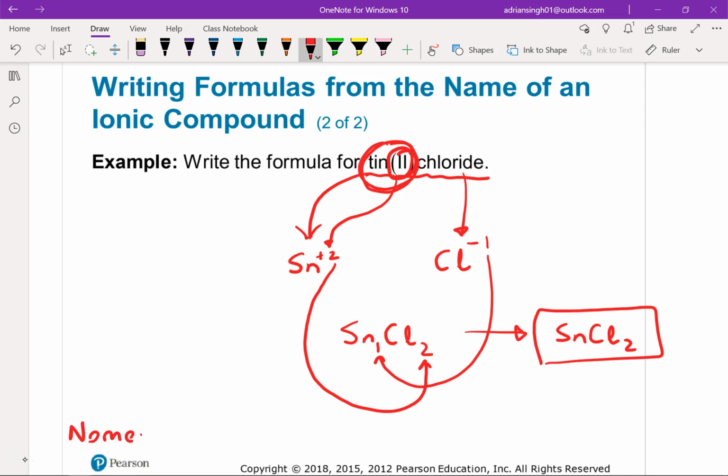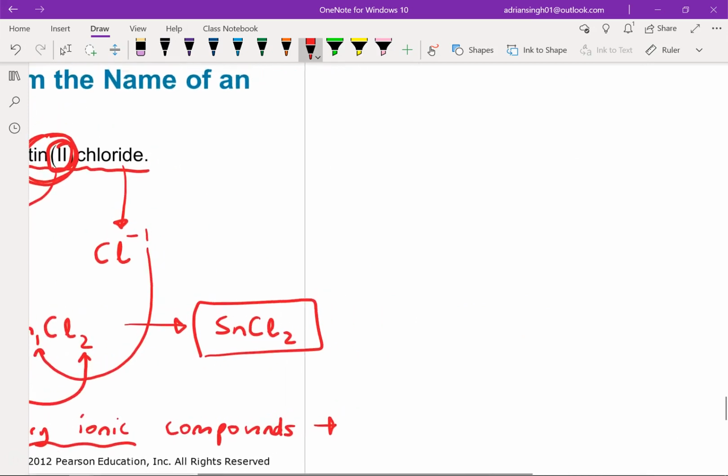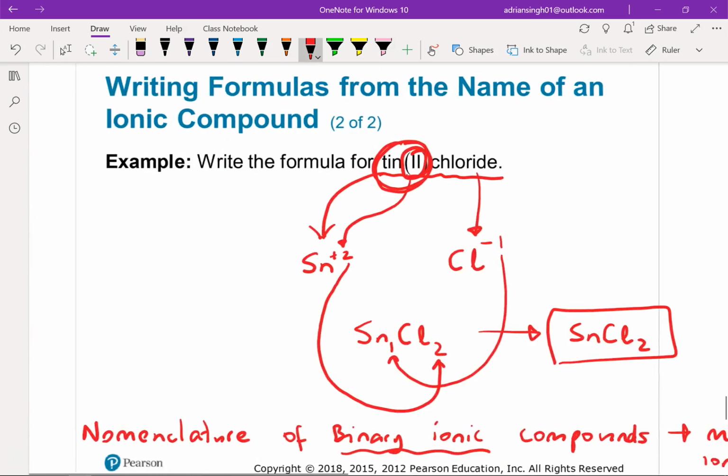All right, and because the compounds we're looking at are ionic compounds made up of just 2 types of ions, we call these binary ionic compounds. In the next section, we'll take a look at some other types of ionic compounds.